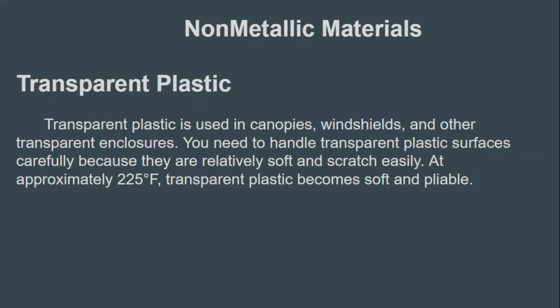Non-metallic materials. Transparent plastic. Transparent plastic is used in canopies, windshields, and other transparent enclosures. You need to handle transparent plastic surfaces carefully because they are relatively soft and scratch easily. At approximately 225 degrees Fahrenheit, transparent plastic becomes soft and pliable.